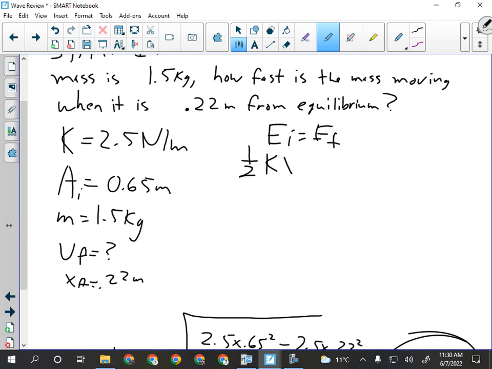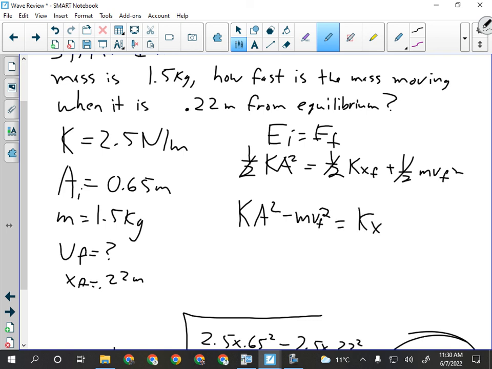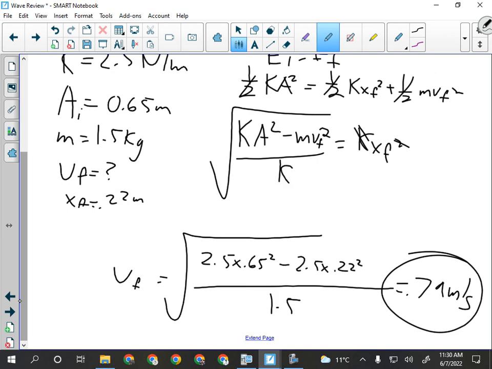Our initial energy is going to be the maximum potential energy, and that's going to equal 1/2 k xf squared plus 1/2 m vf squared. We can get rid of the halves right away because it's in every term. Then we simply need to isolate xf. So I'm going to bring the m vf squared over to this side by subtracting. So k a squared minus m vf squared equals k xf squared. Dividing both sides by k, and then square rooting will give me my xf. So when I plug in my numbers, I should get a final speed at that point of 0.79 meters per second.